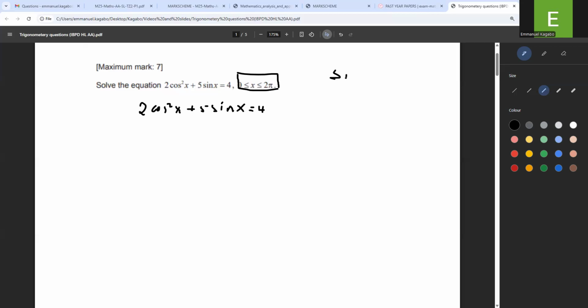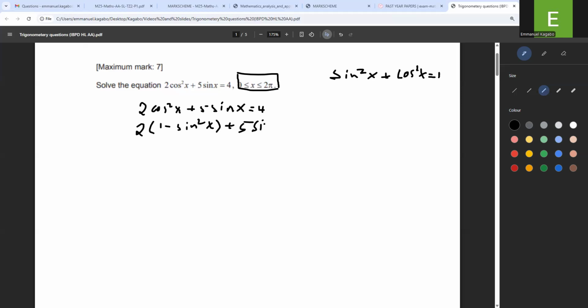It's just remembering sine squared x plus cos squared x equals to 1. I always tell students this is very important. I call it the parent of trigonometry because it's very important. So basing on that, that means this is 2 bracket 1 minus sine squared x close the brackets plus 5.